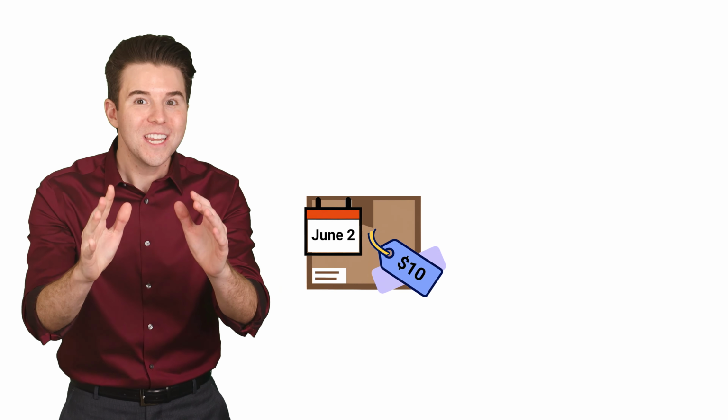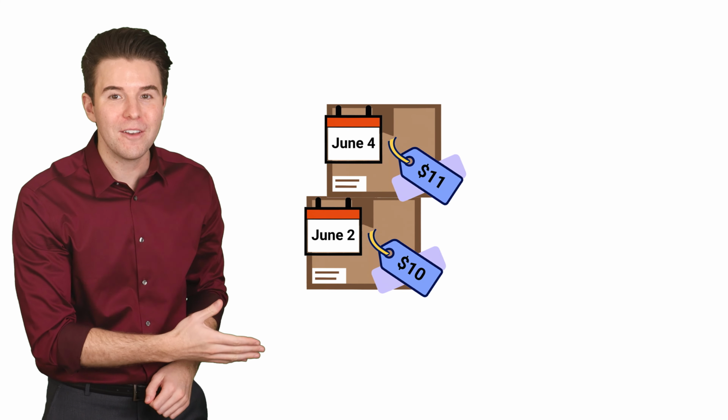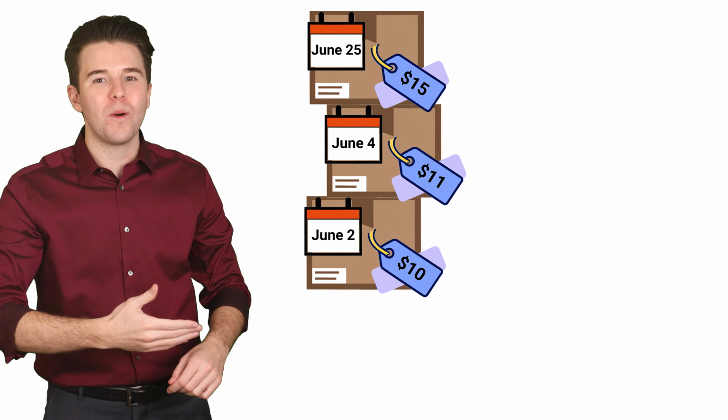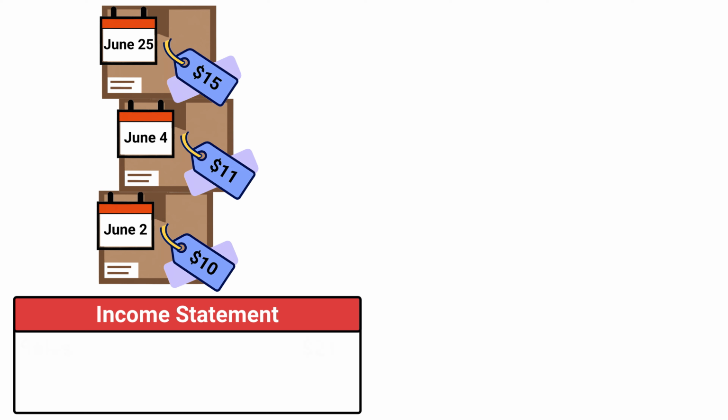For example, let's say a company bought 3 identical units of inventory. 1 unit on June 2nd for $10, 1 unit on the 4th for $11, and 1 unit on the 25th for $15. On June 28th, we sold one of those units for $21.